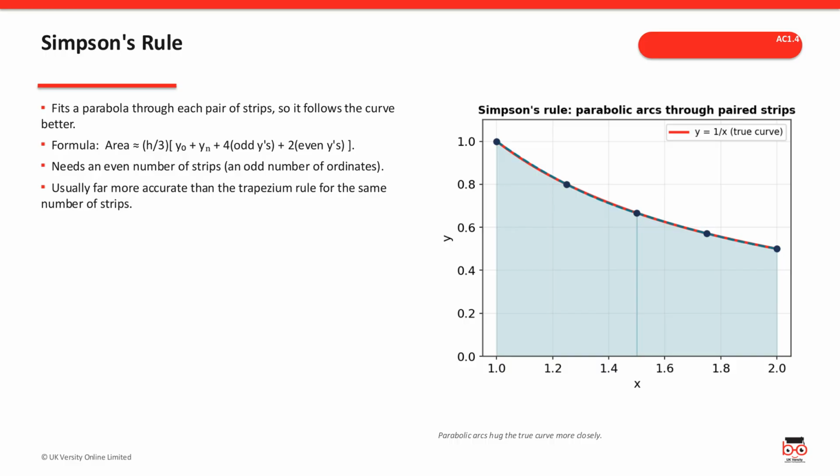Simpson's rule is a real step up in accuracy. Instead of straight tops, it fits a parabola through each pair of strips, so it hugs the curve much more closely. The formula is h/3 times the first plus the last height, plus 4 times the odd-numbered heights, plus 2 times the inside even-numbered ones. It needs an even number of strips, an odd number of ordinates, and for the same number of strips, it's usually far more accurate than the trapezium rule.